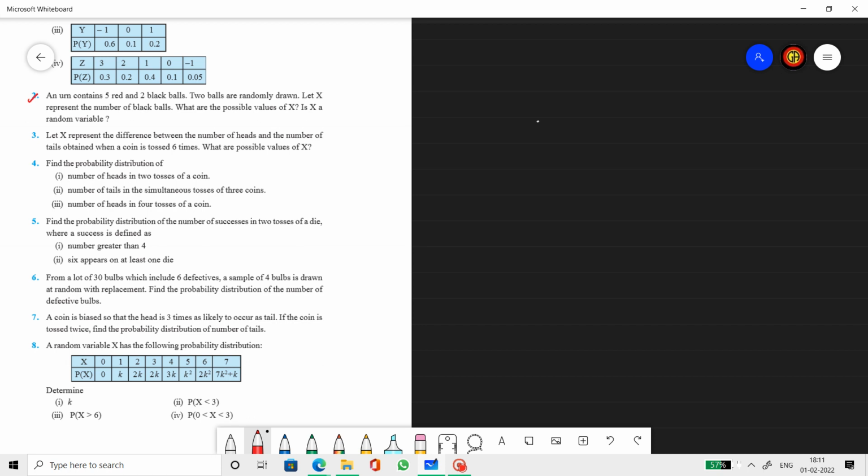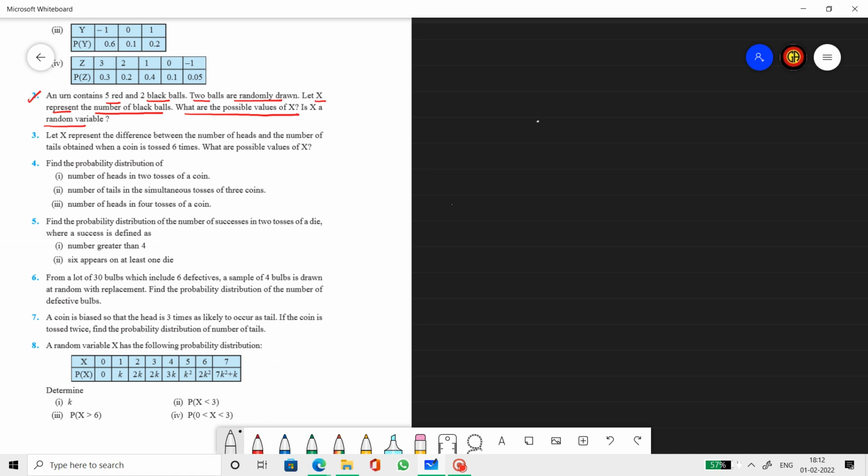Question number 2. An urn contains 5 red and 2 black balls. 2 balls are randomly drawn. X represents number of black balls. What are the possible values of x? And is x a random variable? What are the possible values of x? They are not asking you about p of x here.